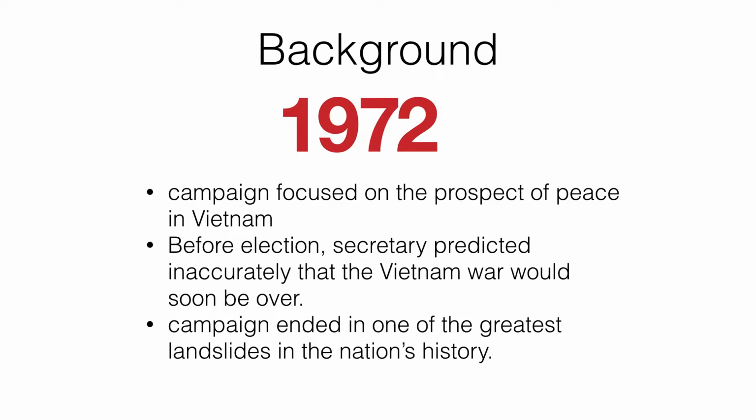During the US presidential election of 1972, the campaign focused on the prospect of peace in Vietnam and an upsurge in the economy. Unemployment had leveled off and the inflation rate was declining. Two weeks before the November election, Secretary of State Henry Kissinger predicted inaccurately that the war in Vietnam would soon be over. The campaign ended in one of the greatest landslides in the nation's history.